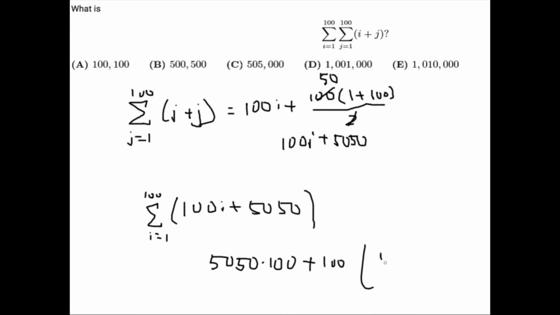So this is also going to be 50/50. So basically we're going to have 200 times 50/50, and this is going to be 1,010,000. So this is going to be E.